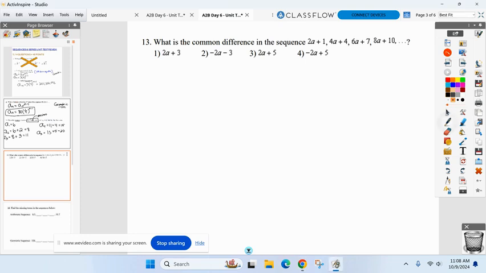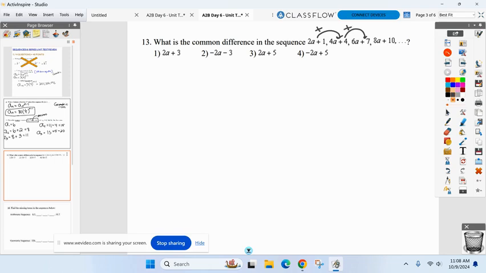Here we go. I got a couple questions before we start. Common difference. Is that with an arithmetic or a geometric? Difference. Arithmetic. Geometric has a ratio, right? So this is arithmetic, which tells you what? Am I adding or multiplying? Adding. So here's what I'm basically saying. What am I adding to 2a plus 1 to get to 4a plus 4? Which should be the same thing I add to 4a plus 4 to get to 6a plus 7.